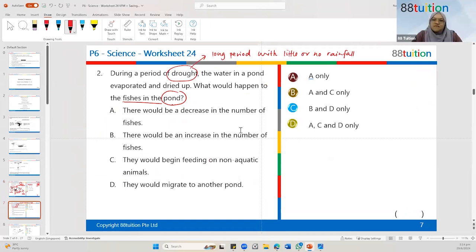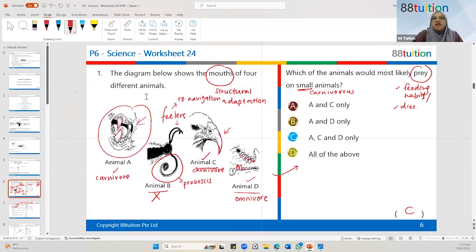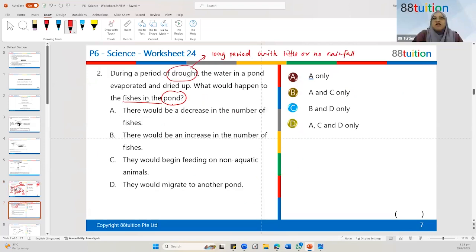Okay, so back to this question. What will happen to the fishes in the pond if the pond dried up? What if they actually ask? If they actually ask, they wouldn't expect you to know the not so common animals. Usually they will ask common animals like hippopotamus. I think I pronounced that wrongly, but never mind. Elephants, dolphins, sharks, those kind of things. But if they never ask like this, the point of the question is not that. So don't stress.